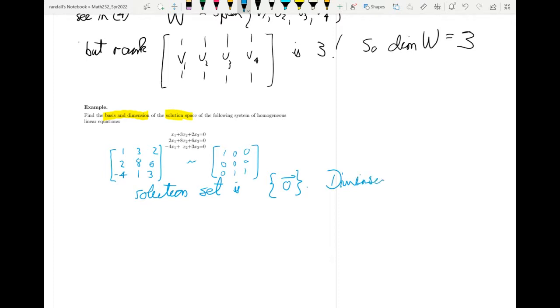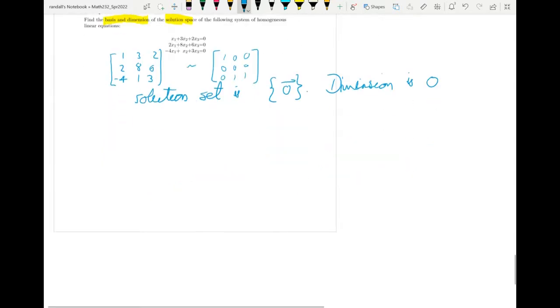So that's our definition, even though you might think there's one vector there, we still call it 0, okay? Because it's not a line. A line is dimension 1.